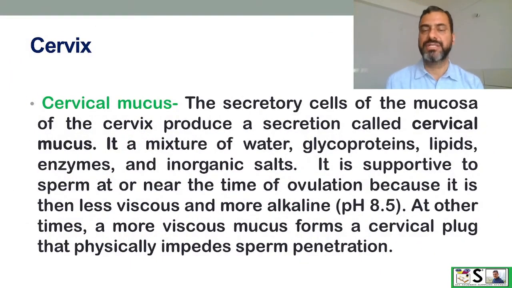Cervical mucus. The mucus secreting glands or cells of the mucosa produce a secretion called cervical mucus. It is a mixture of water, glycoprotein, lipids, enzymes and inorganic salts. It is supportive to the sperms at or near the time of ovulation because at this time it is less viscous and more alkaline. At other times it is more viscous and forms a cervical plug, and that physically impedes sperm penetration.